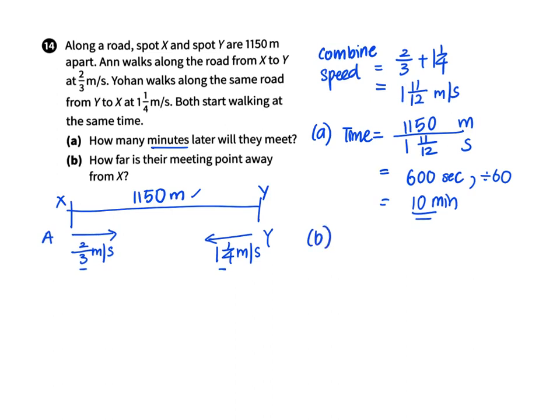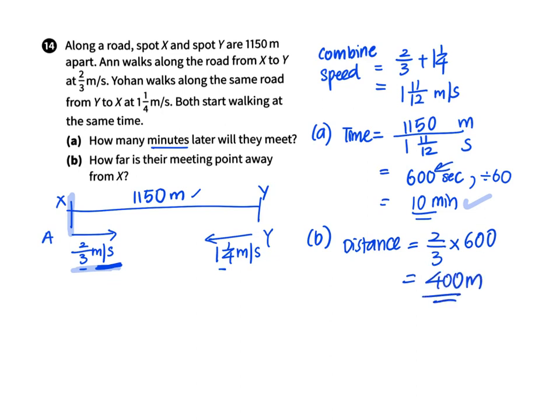Part B, how far is their meeting point away from X? So away from X itself, that will be at N's speed for a time of 10 minutes. In this case, I'll just need to find the distance to be speed times time, 2 over 3 times the time taken. But this speed is in meters per second, so I'm going to use the 600 seconds instead of the 10 minutes. So that will give me a distance of 400 meters.